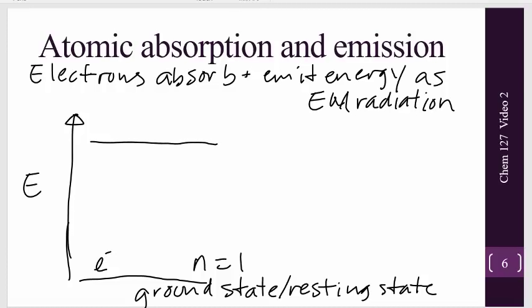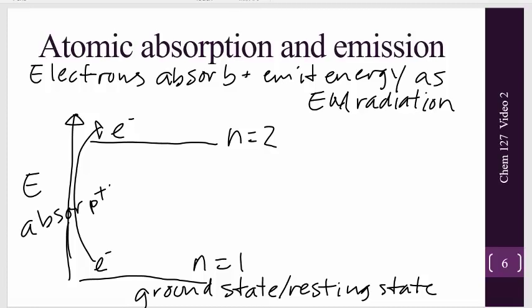So this electron may be able to then absorb some energy to get to a different quantum number. And I'll just call this a quantum number of 2, the next highest quantum number. So this would be absorption, the absorption of energy by an electron. It's still bound to the atom, and the electron is now at this higher quantum state, this higher energy level.